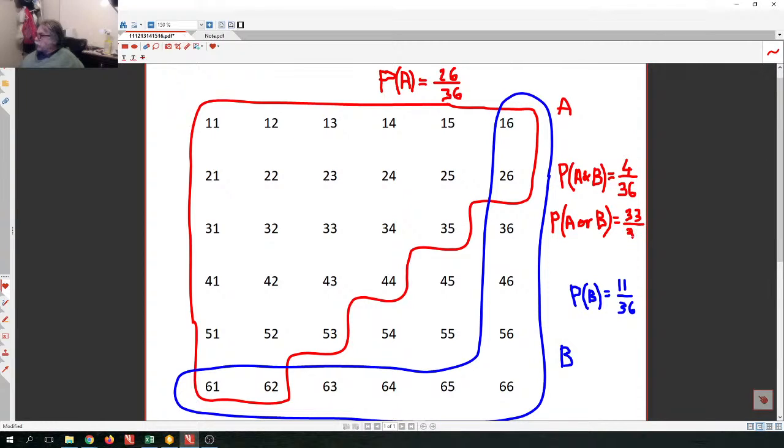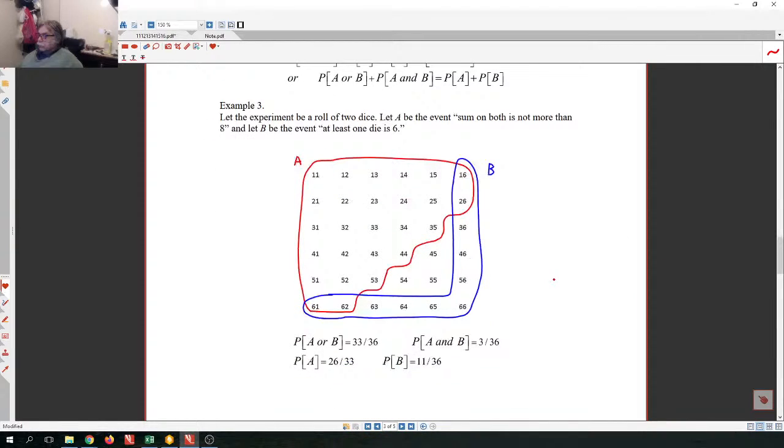So what's the property that I said it has to be? The property says that when you add these 2 guys, it must be the same as if you add these 2. Okay, if you add this and this, you got 26 plus 11, that's 37 out of 36. And when you add these 2, you also get 4 plus 33, 37 out of 36. That happens. So, yes, the property holds.